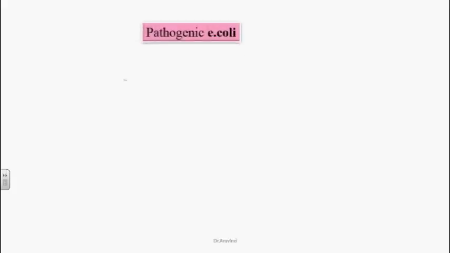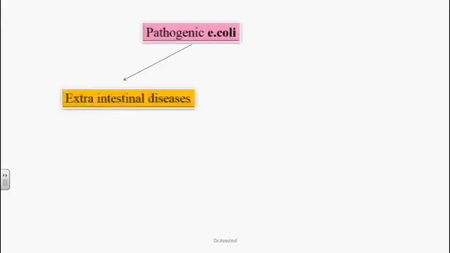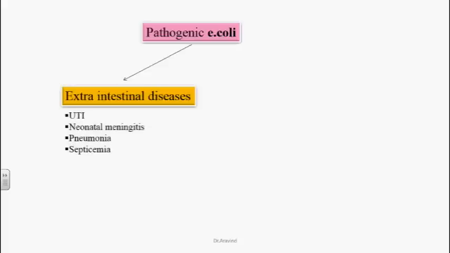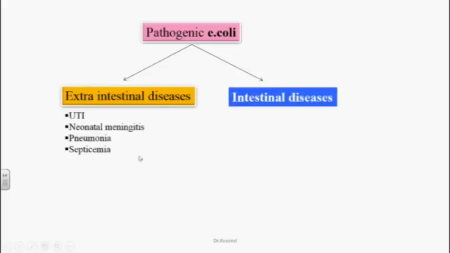Pathogenic E. coli: the extraintestinal disease causing E. coli can cause infections such as urinary tract infections, neonatal meningitis, pneumonia, and septicemia, whereas for intestinal disease causing E. coli, there are 5 strains which can cause intestinal diseases.